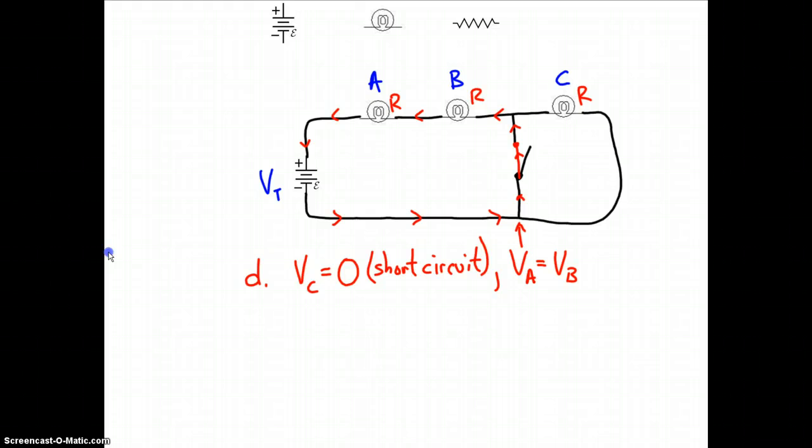That means the total voltage is now divided up by just A and B. So, though the voltage in A and the voltage in B is the same, we know that it's going to go from having been 1/3 the total voltage to now each gets 1/2 the total voltage. So, from VT over 3 to VT over 2. Okay, so we have some answers there.